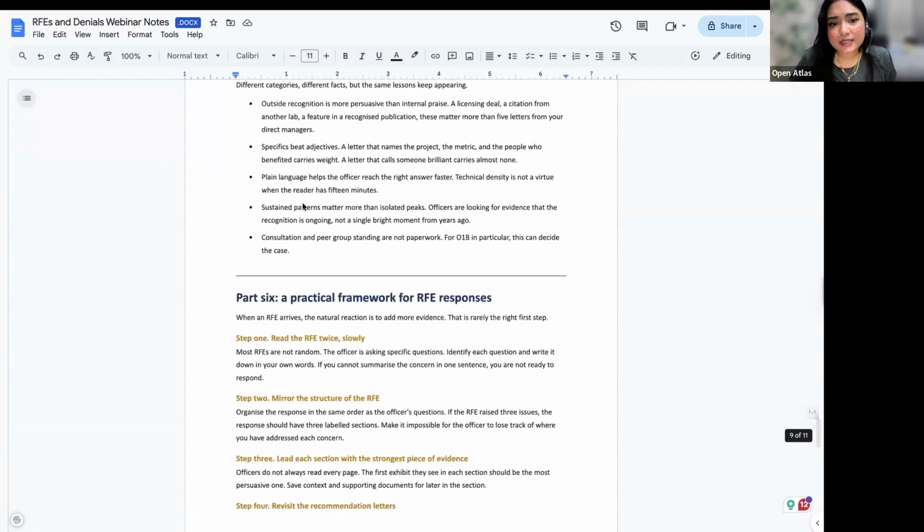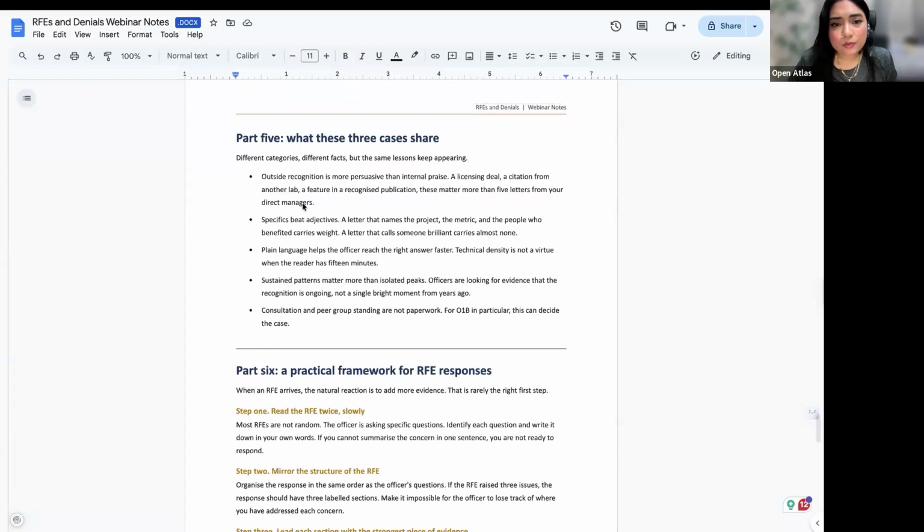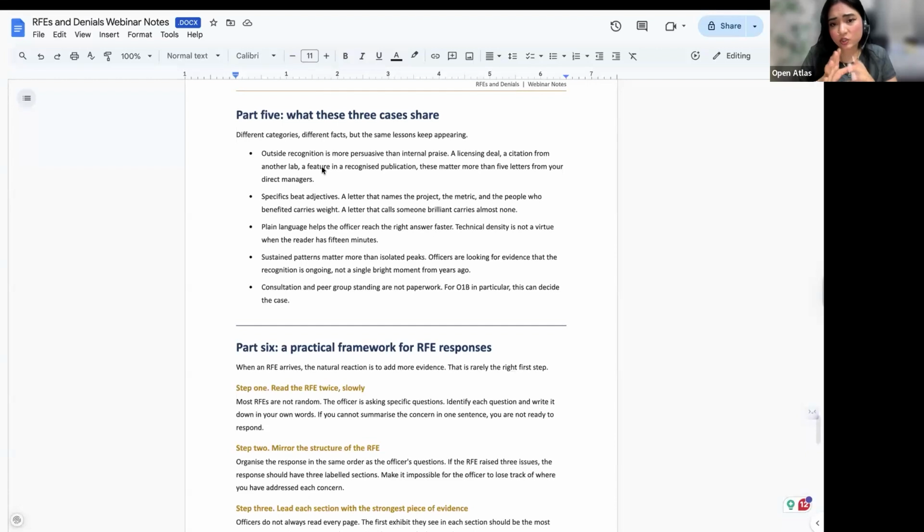Plain language wins. Okay, so here are some things that I have figured out in total. Different categories, different facts, but the same lessons keep appearing. Outside recognition is more persuasive than just internal praise. A licensing deal, a citation from another lab, a feature in a publication, these matter more than five letters from your direct managers. There is more to it, I've just given some examples.